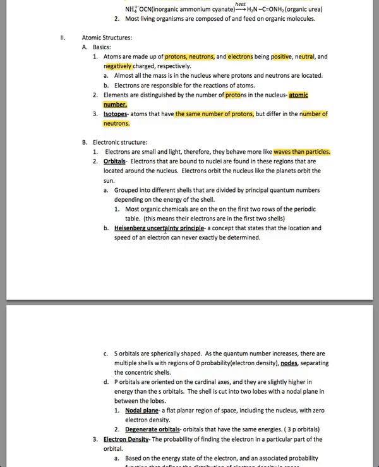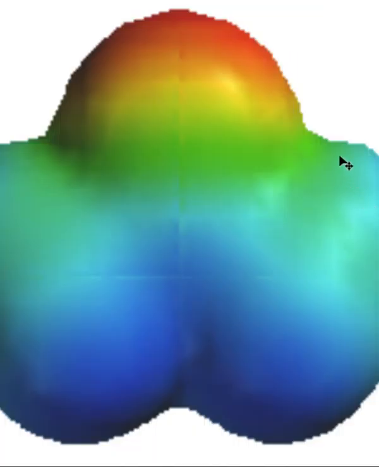Okay, it's impossible to know the exact location and the speed of the electron because of Heisenberg's uncertainty principle. But basically, we have these what are called probability densities. So this is an electron density map that shows you the probability of finding the electrons within this compound. Red would be the highest probability, yellow less, green even less, and then blue would be the least.